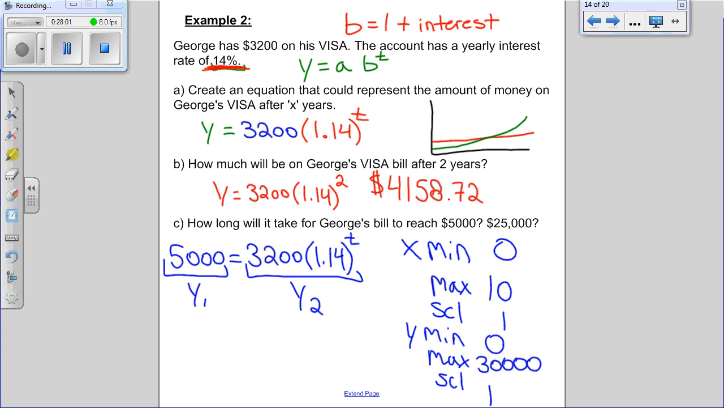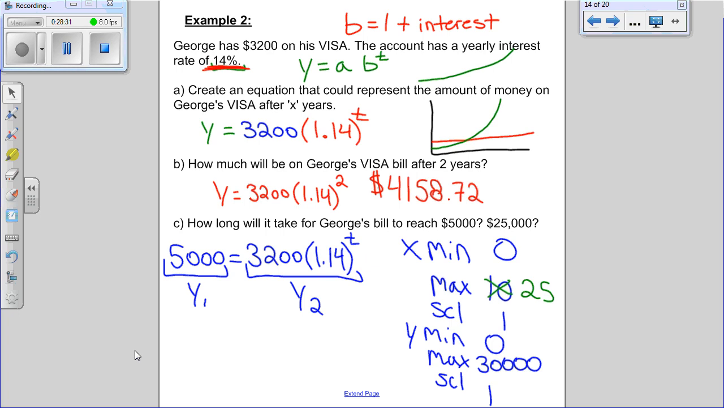And now all of a sudden my green graph looks good. You can see how fast a visa goes racked up. If I want to figure out when it hits 5,000, I'm finding when they intersect each other. I go second trace, intersect, enter, enter. And it will happen at 3.4 years.